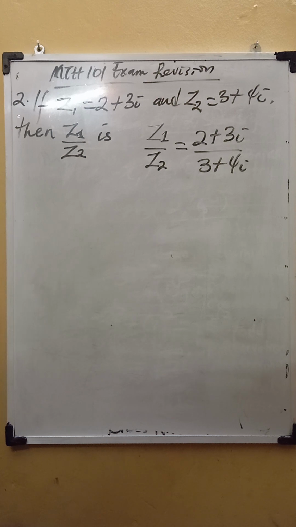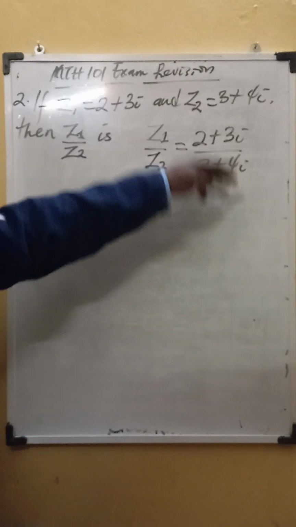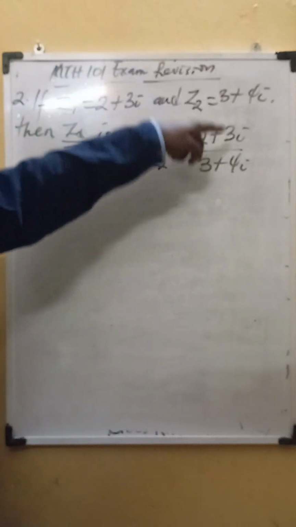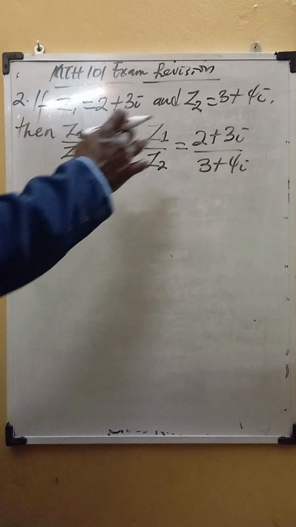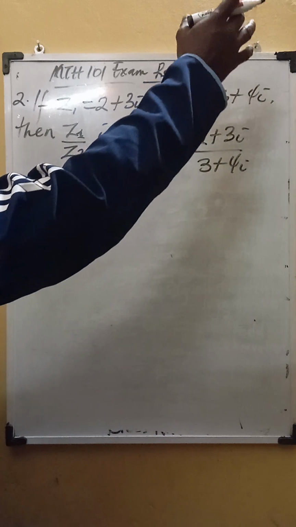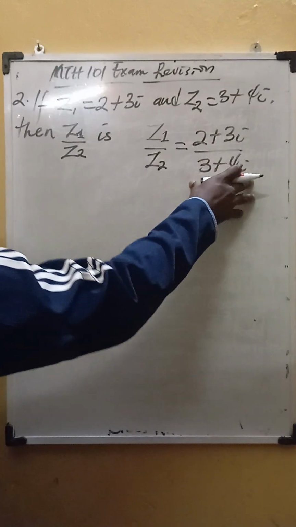That's what we have. So what we are going to do now, we need to eliminate the complex number from the denominator. This is the numerator and this is the denominator. Take note of that. The up is the numerator and the down part is the denominator. So we are actually going to eliminate the denominator. And how do we eliminate the denominator? We are going to multiply the numerator by the conjugate of the denominator.